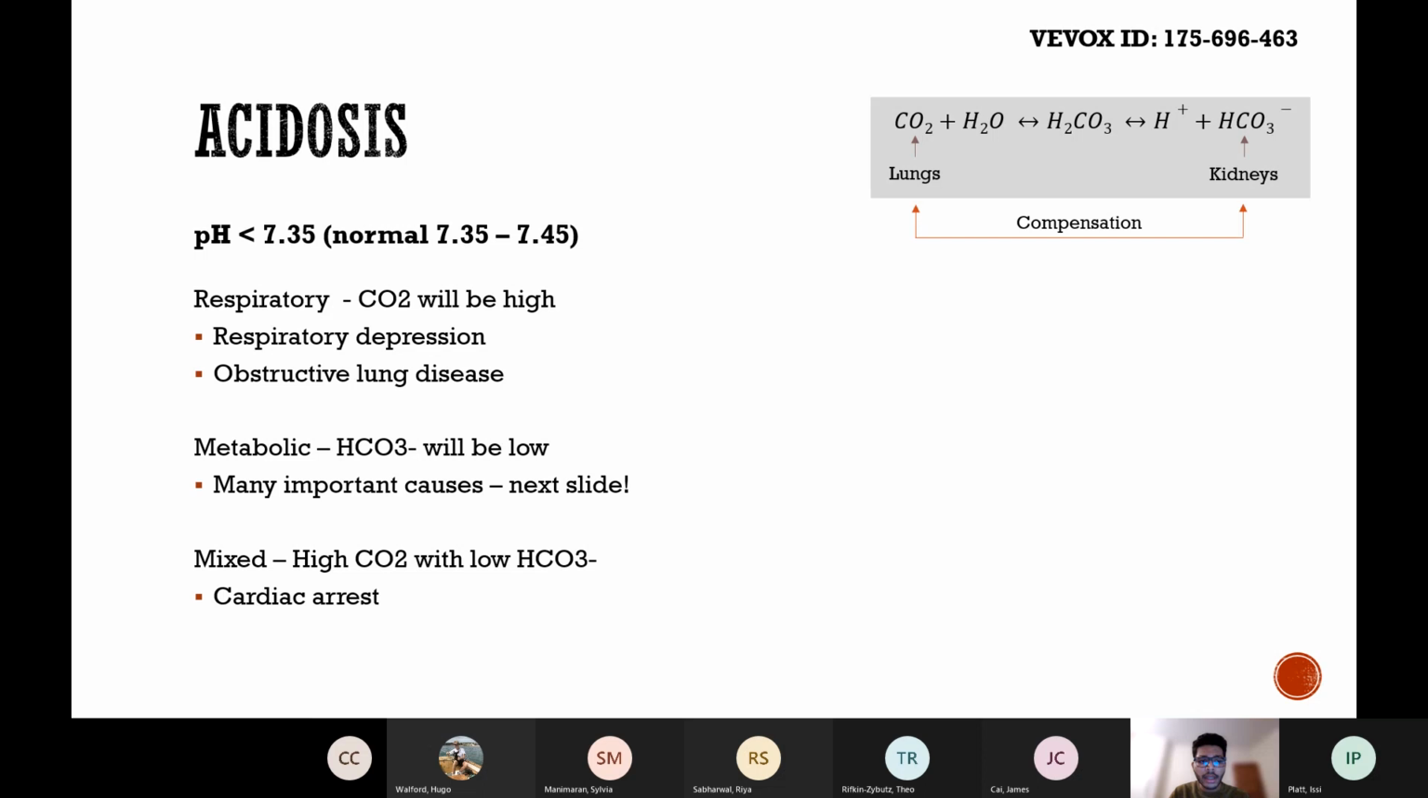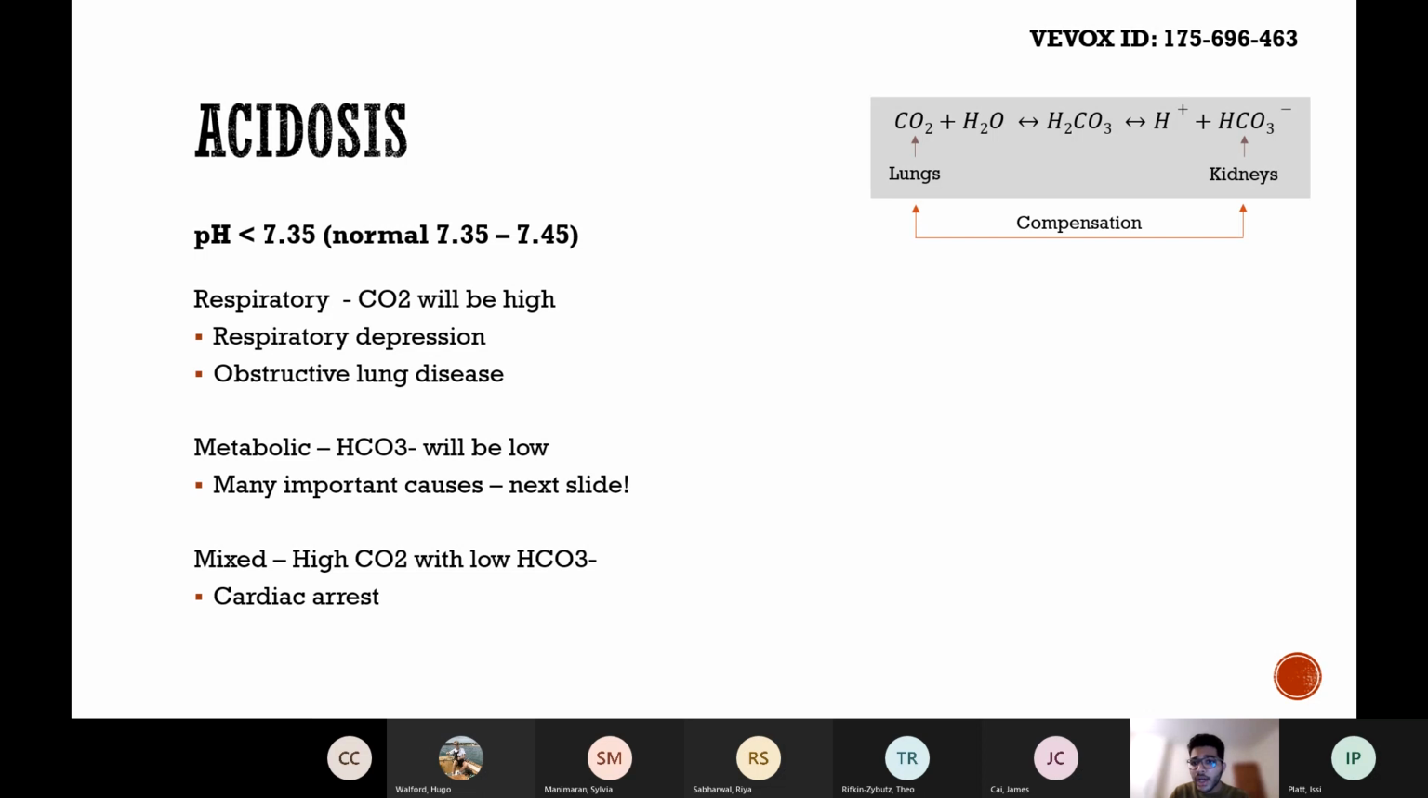All right, now we go on to acidosis. So same thing with the lungs and the kidneys. Acidosis happens if you're not blowing out enough carbon dioxide, or if you are losing too much bicarbonate. The pH in acidosis is less than 7.35. And again, how do you tell if it's respiratory or metabolic? You look at your carbon dioxide and you look at your bicarbonate. So if your CO2 is high, then you've got a respiratory acidosis. So that's your causes of type 2 respiratory failure as well.